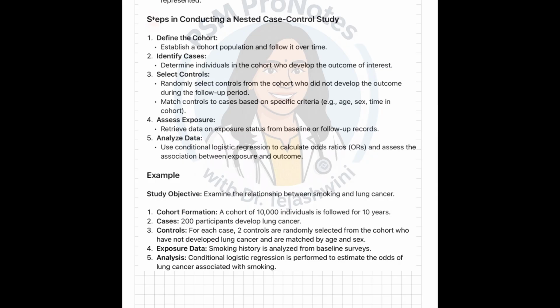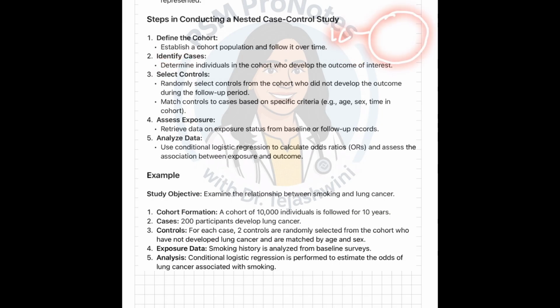Steps in conducting a nested case control study. Now let's take a look at the specific steps involved in conducting a nested case control study. Define the cohort. The first step is to establish the cohort population and follow it over time. The cohort should be representative of the population you're studying and be free of the disease or outcome of interest at the start. Identify cases. Next, identify the cases from within the cohort, individuals who develop the outcome of interest during the follow-up period. For example, in a study of lung cancer, the cases would be those who are diagnosed with lung cancer.